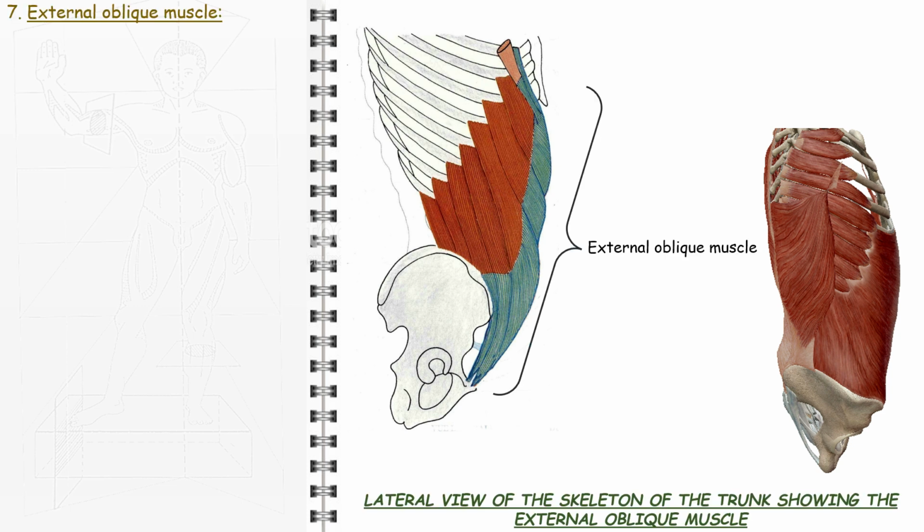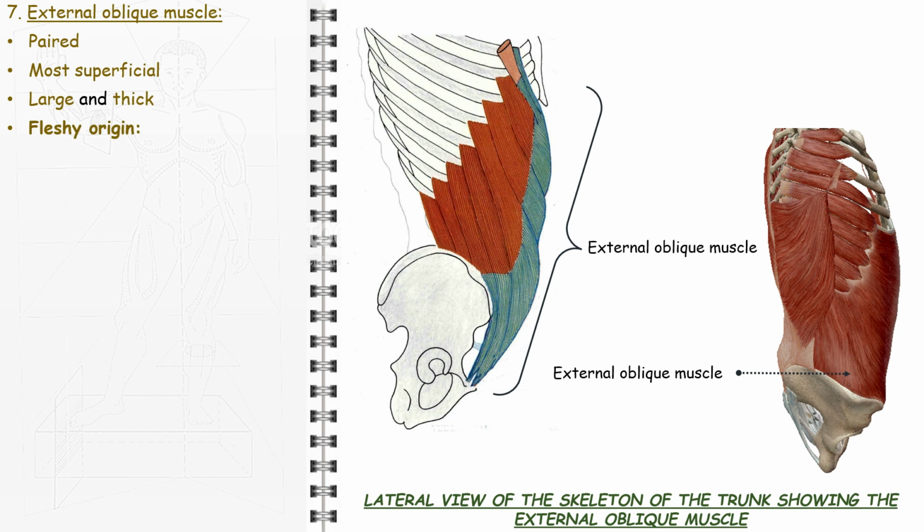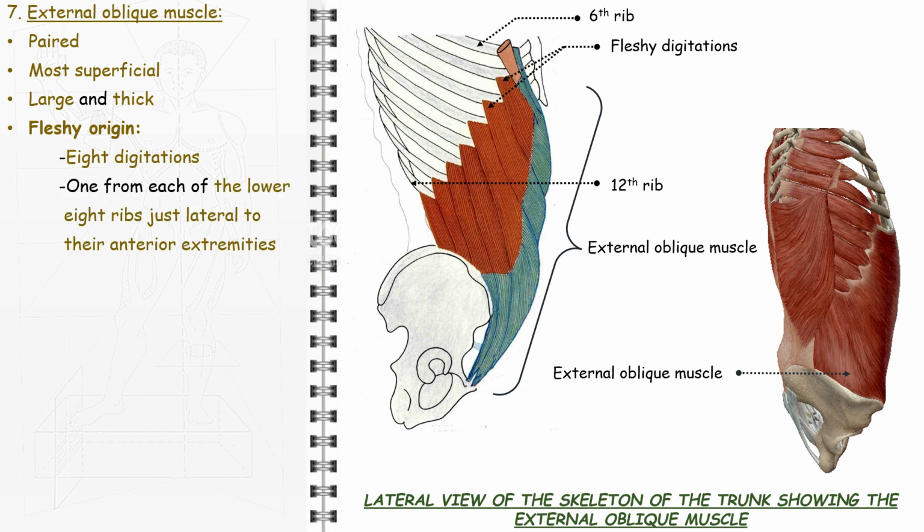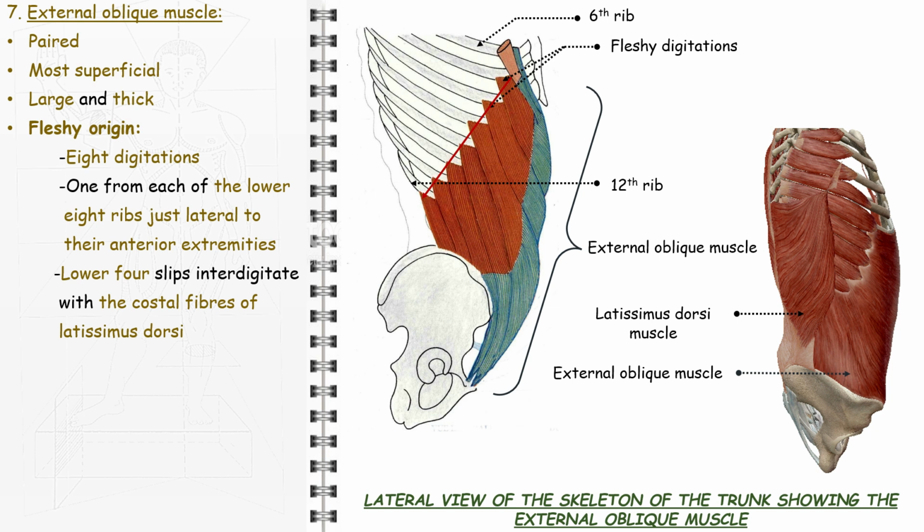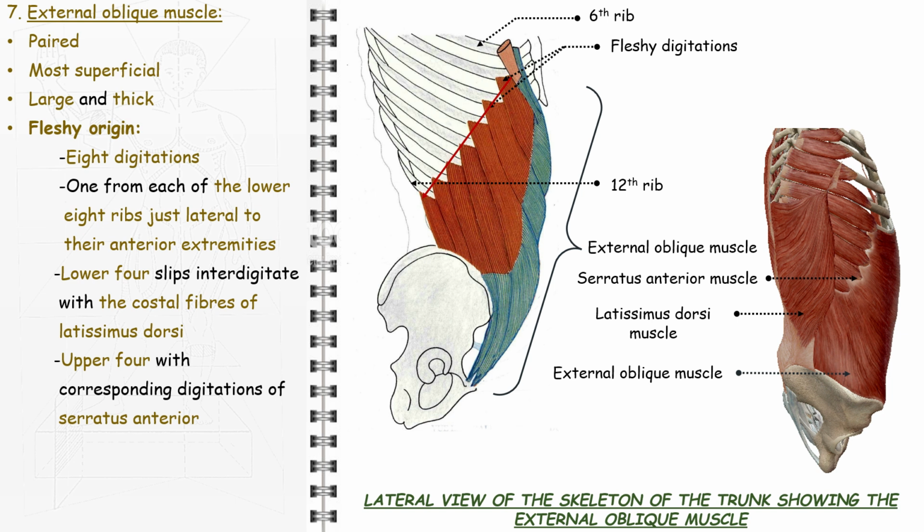The external oblique muscle is a paired muscle. It is the most superficial oblique muscle. The external oblique is large and thick. Its fleshy origin arises by 8 digitations, one from each of the lower 8 ribs just lateral to their anterior extremities, forming an oblique line backwards and downwards. The lower 4 slips interdigitate with the costal fibers of latissimus dorsi and the upper 4 with corresponding digitations of serratus anterior. Its fibers slope downwards and forwards.